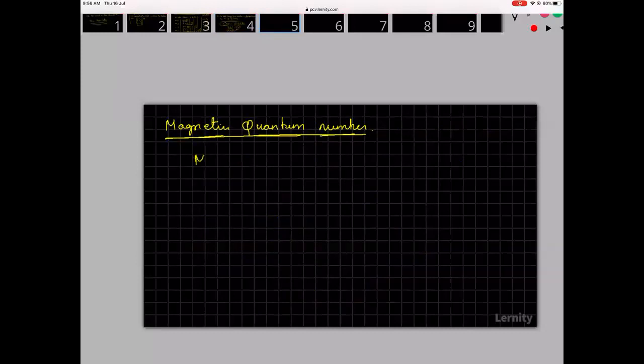Now we'll write down the magnetic quantum number, which is represented by m.